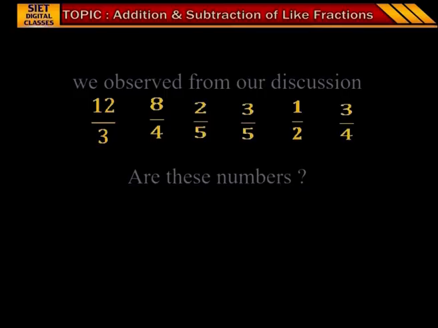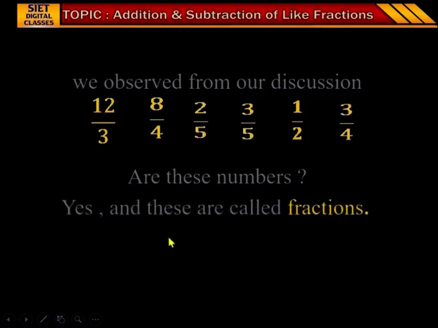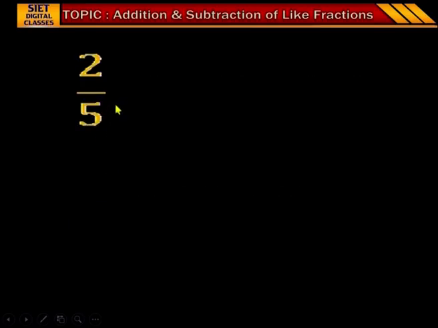We observed from our discussion here 12 by 3, 8 by 4, 2 by 5, 3 by 5, 1 by 2, 3 by 4. Are these numbers? Yes, and these are all called fractions. These are numbers which are in the form of fractions. See, we will notice on the screen 2 by 5 is a fractional number.